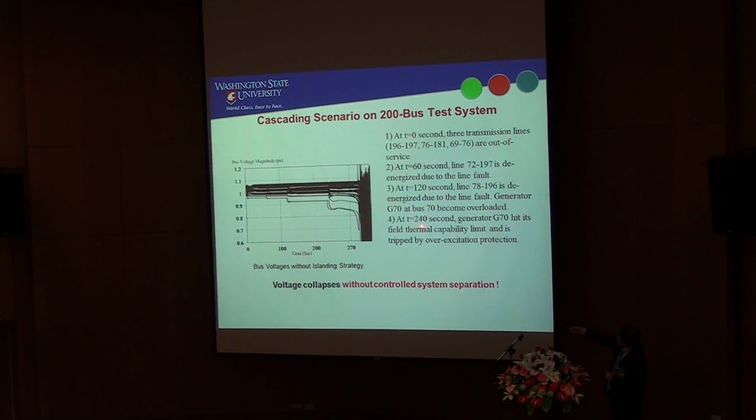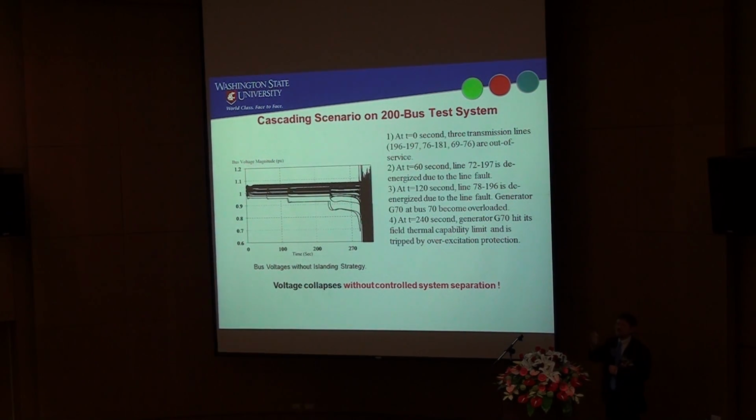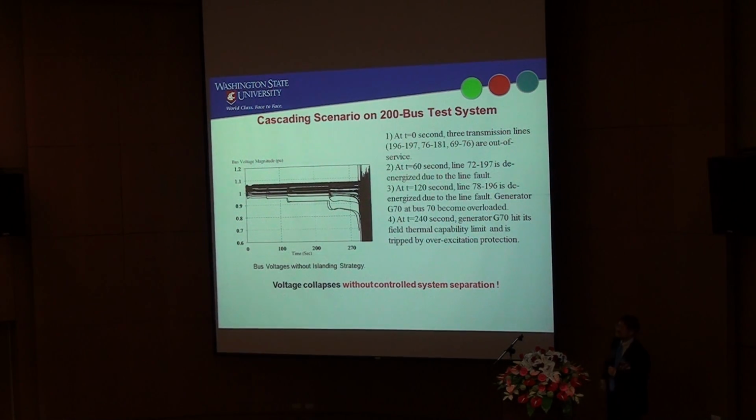And then at 240 seconds, generator 70 hits the limits, the field current limits. This is the generator rotor field current limit. To be more precise, it has to be a temperature limit, but let's say the field current limit is one way to start. So we have the field current limit, and it's tripped by overexcitation protection.